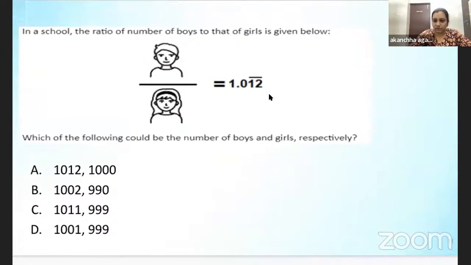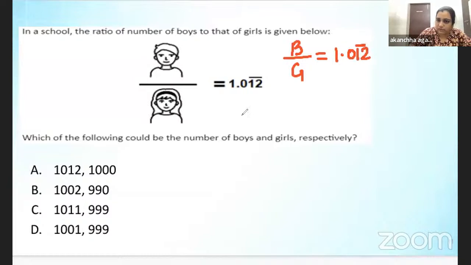So we were here on this question. In this question, they're saying the ratio of the number of boys to the number of girls is given below. Which of the following could be the number of boys and girls respectively? So basically, you have a fraction like number of boys and number of girls. So instead of writing numerator and denominator, let me write boys divided by number of girls is equal to 1.012 with the bar over 12. We need to guess the number of boys and number of girls, right?